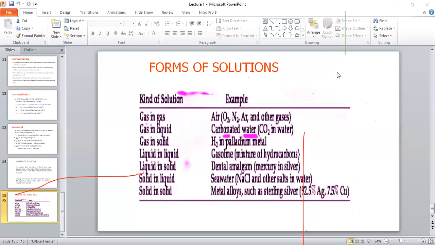It's not a solution. In a solution you will not see anything that is different from the solvent. It will still look like the solvent, but it has something else mixed in it. So that one will be a suspension. It's not a solution. A solution is just even distribution. You cannot see the difference between the solvent and the solute. Okay, is that okay?